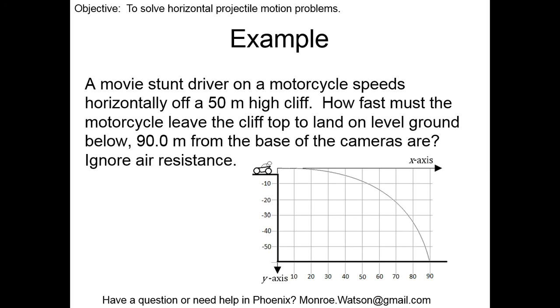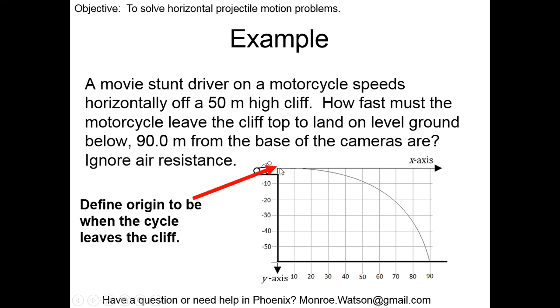What I've decided to do for this particular problem is define the point at which the motorcycle leaves the cliff to be my origin. If that's the case, if I go down, I'm going to have a negative y direction, and if I go over, I'm going to have a positive x direction. So where the motorcycle lands, I've got my final position to be 90 meters away, and my y is going to be negative 50 meters.